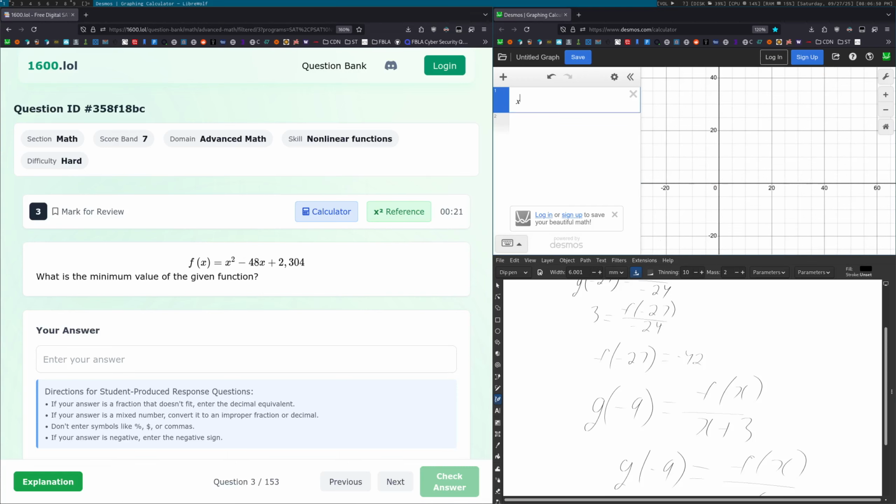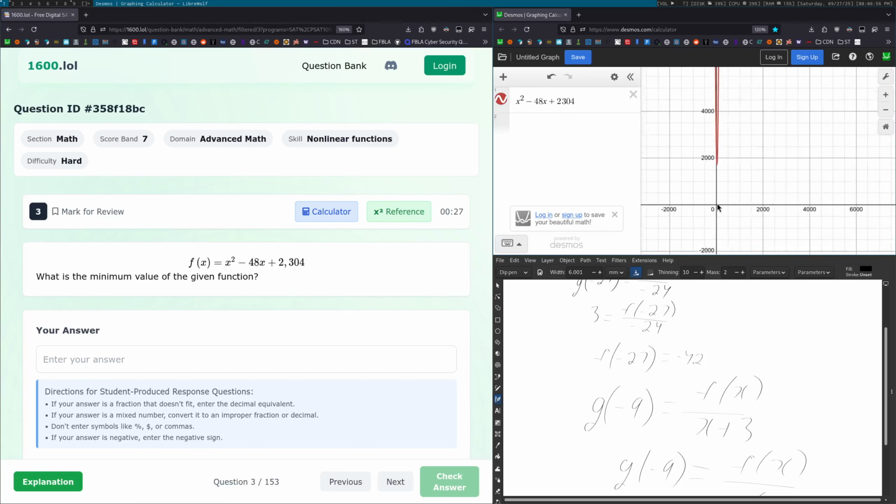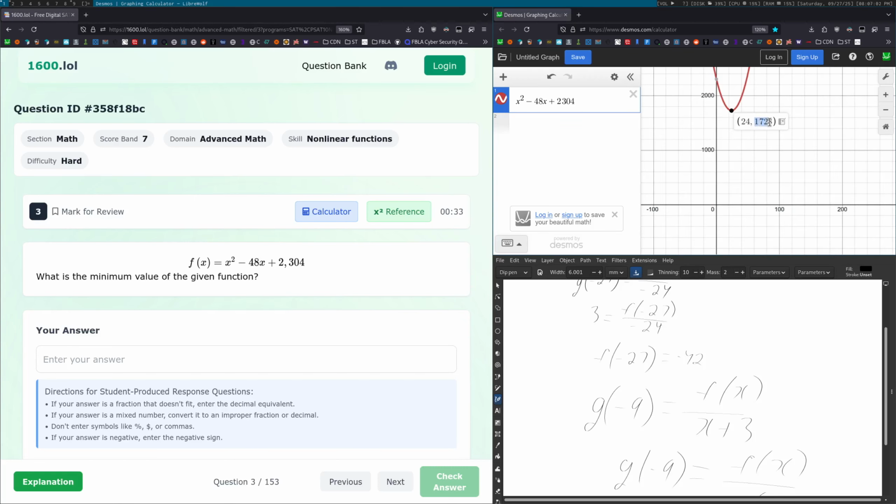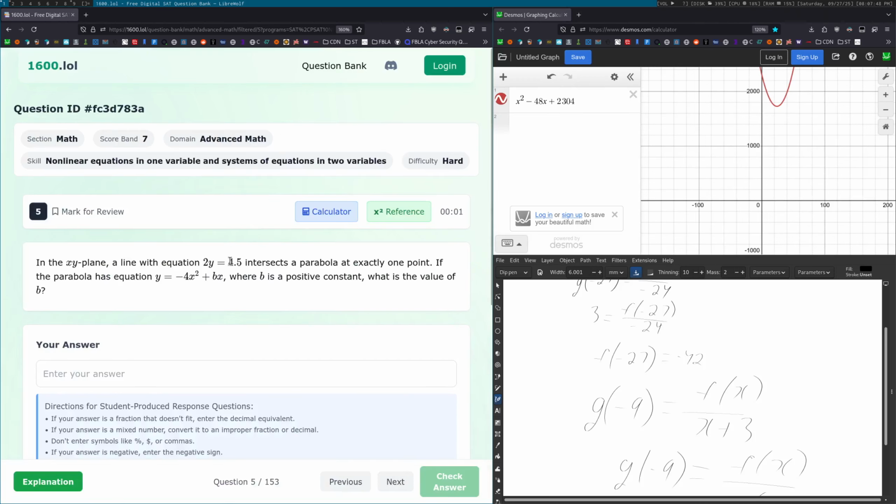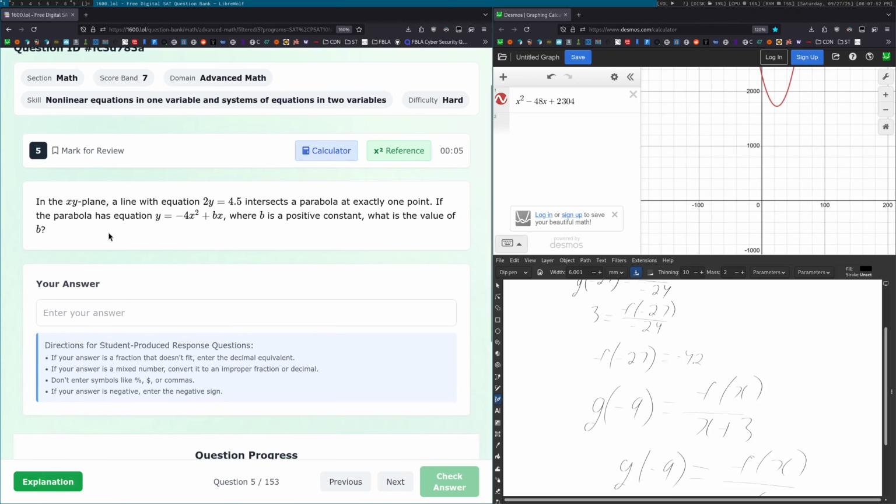Need to find that. 8x plus 23, 4. And we get 1728. Notice here that it asked about the value, not the minimum x, or where the minimum occurs. It's asking just for the minimum, which is 1728. Okay, this looks more like the ones you see on advanced math.